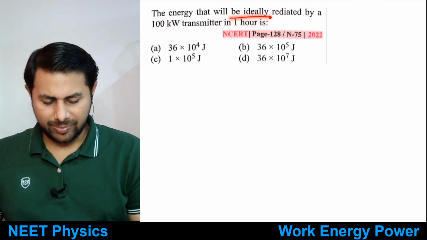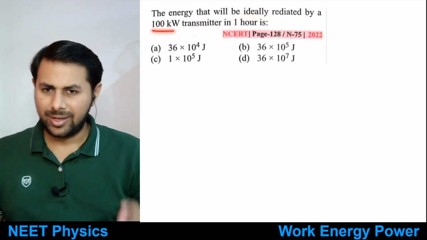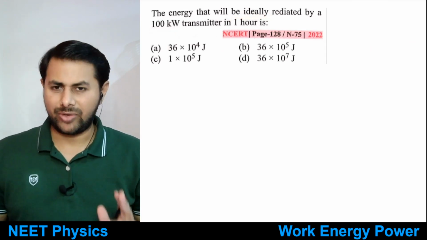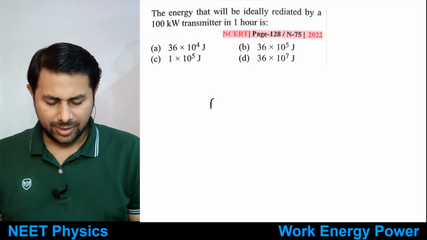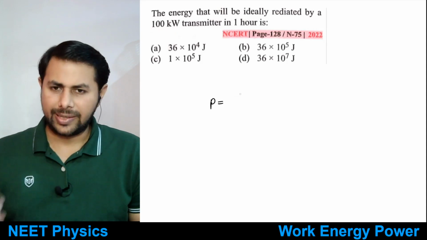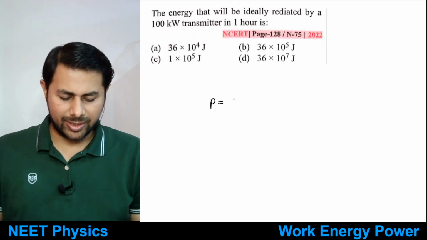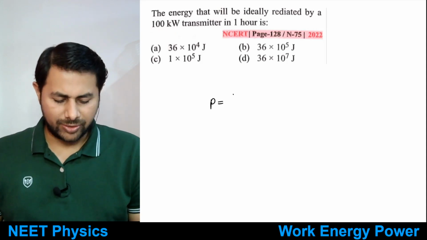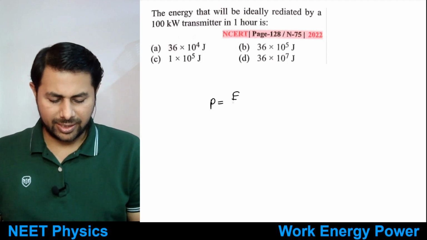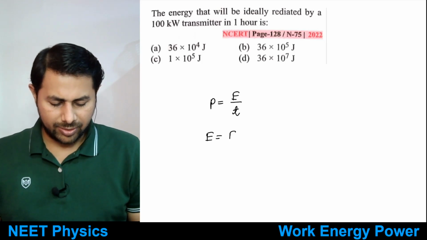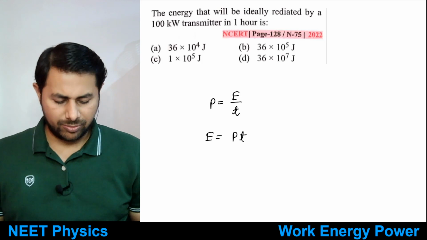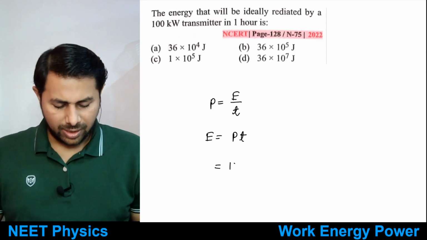The energy that will be ideally radiated by a 100 kilowatt transmitter in 1 hour is. So this is very, very simple, right? We know that power is energy spent or work done per unit time. What is energy spent? Let's say it is E. So E is just equal to P times T. So what is P? 100 kilowatt.